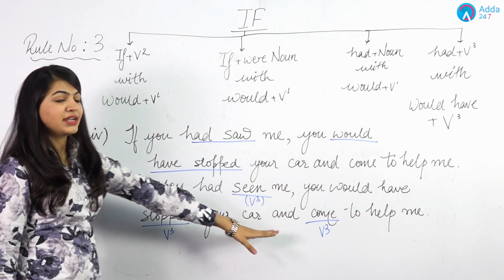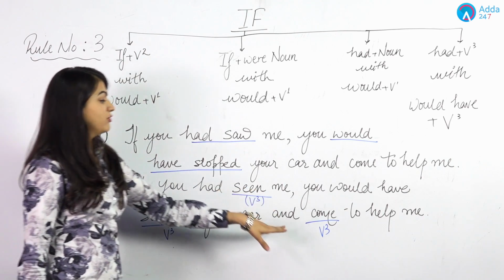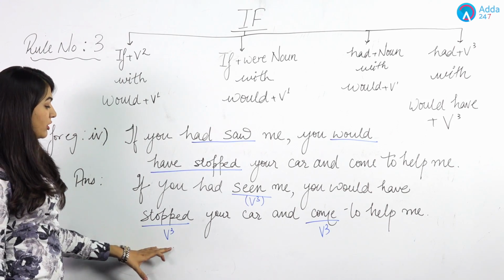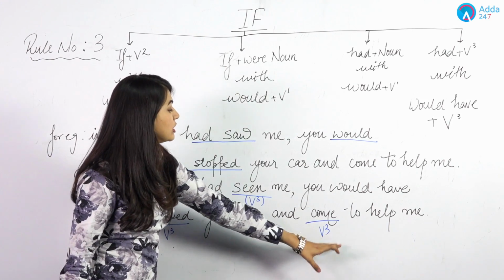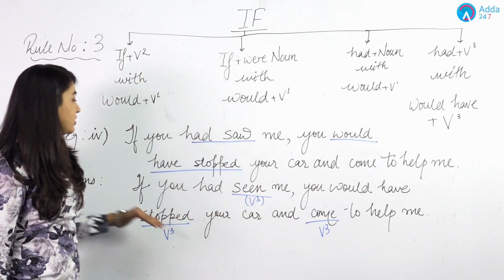Suppose if we have "and" in any question, then the verb before that will be the same form as the verb after that. That means we have V3 before "and", so after it we also have V3. Come, came, come. This is the correct answer of this question.